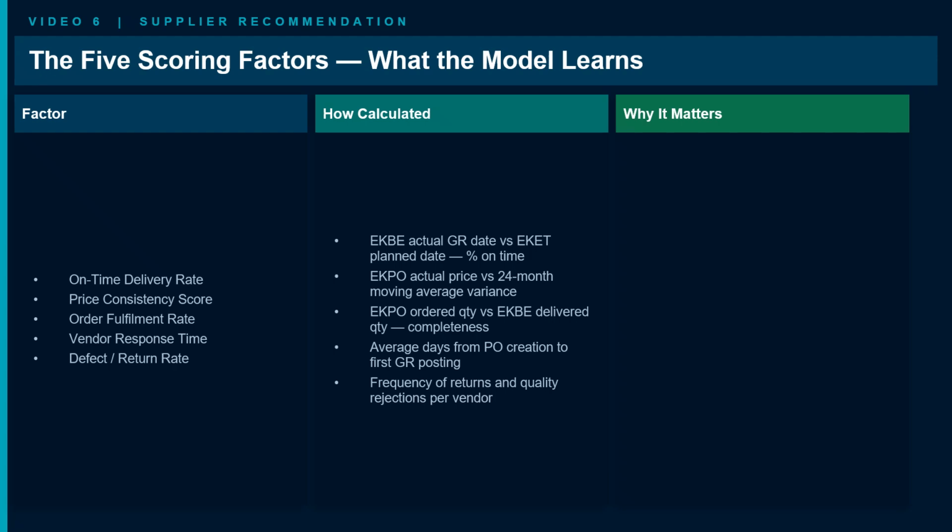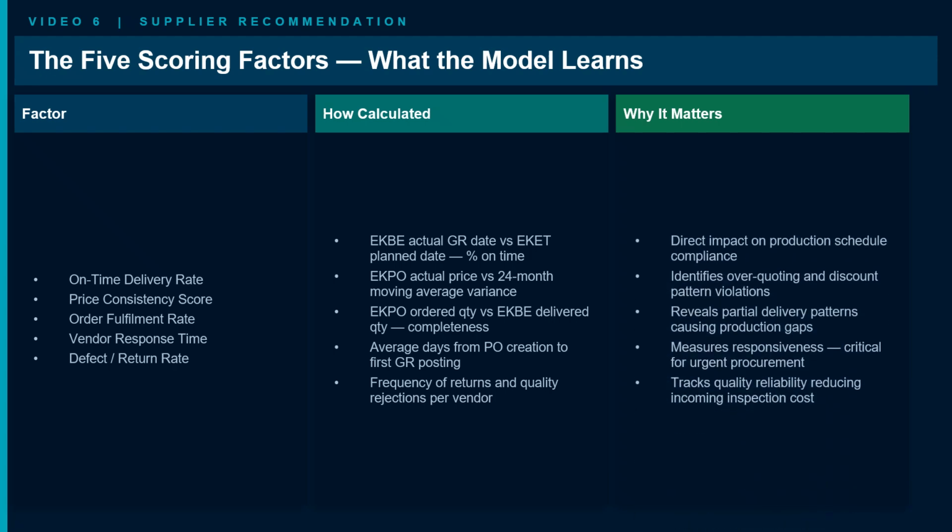These factors are weighted by category. For direct materials, on-time delivery carries the most weight. For indirect spend, price consistency matters most. The business defines the weighting, not the system.